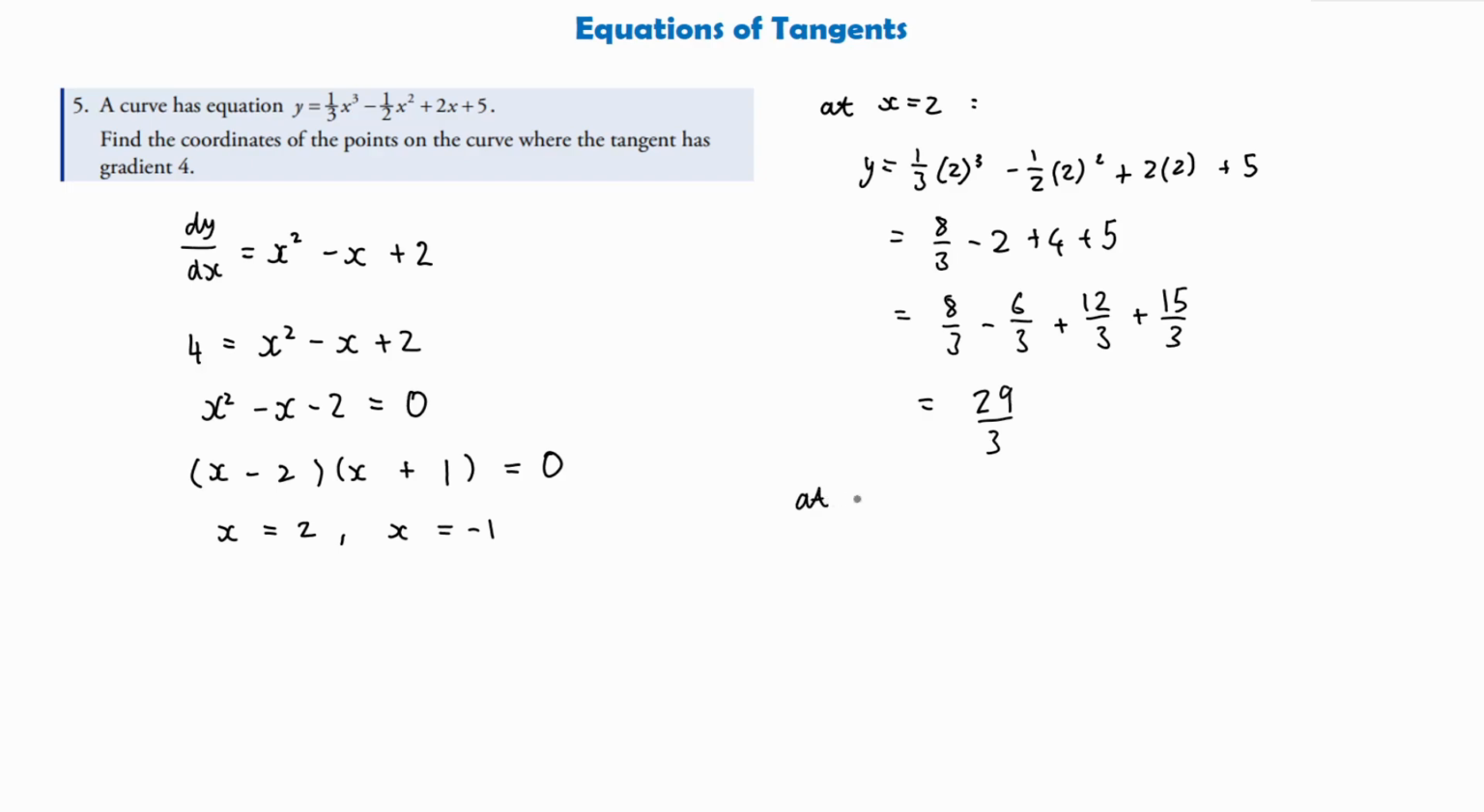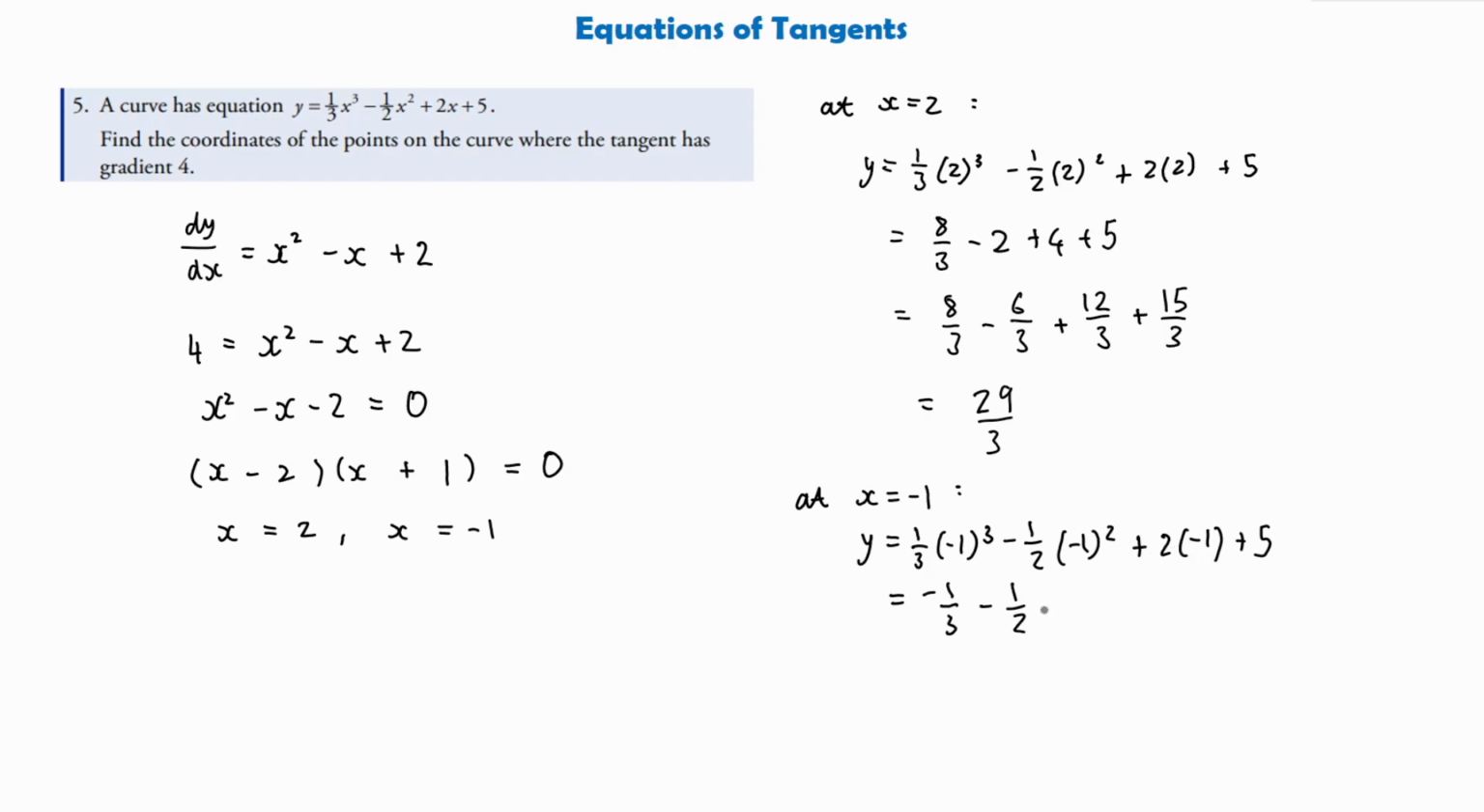And we would say at x equals minus 1, this is going to be slightly easier this time. We're going to get y is equal to a third minus 1 cubed minus a half minus 1 squared plus 2 times minus 1 plus 5, which we can see is going to give us minus 1 cubed is minus 1. So we'll get minus a third. Minus 1 squared is just 1. So we get minus a half.